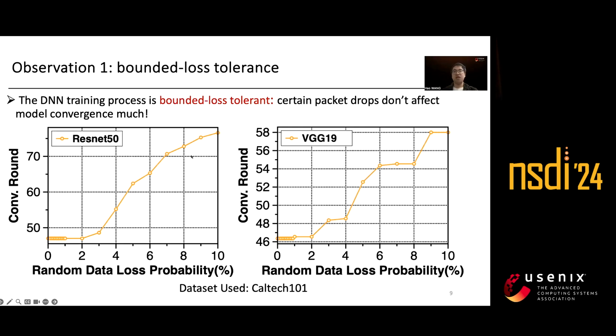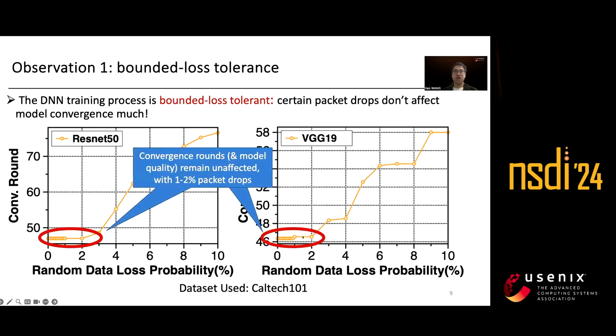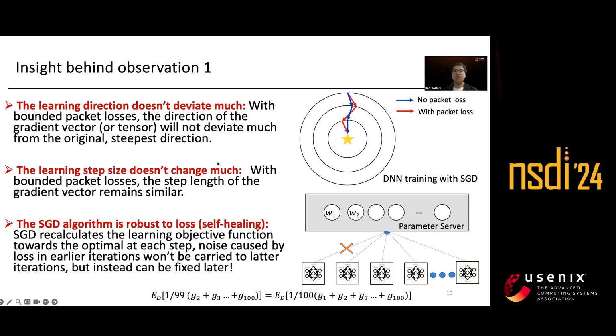To design a network transport for AI, we find several domain-specific features of distributed training. The first observation is that the DNN training process is bounded loss tolerant. These 2 figures show that limited random data loss does not impact the training process. The insight behind bounded loss tolerance is that SGD-based DNN training is essentially an approximation algorithm which estimates better parameters based on gradients calculated from mini-batches. Previous work also showed the robustness of SGD in the face of loss.